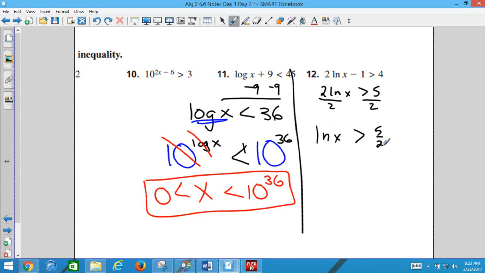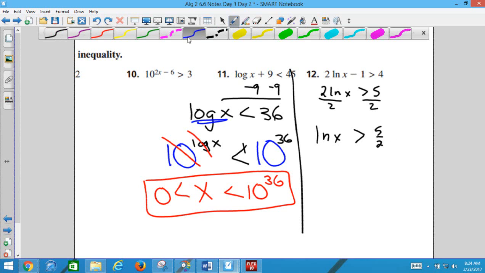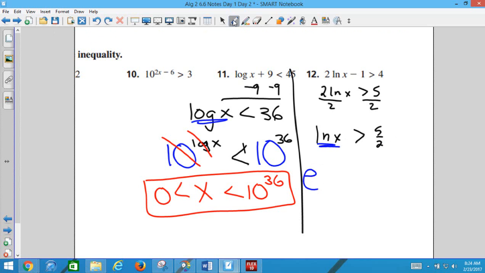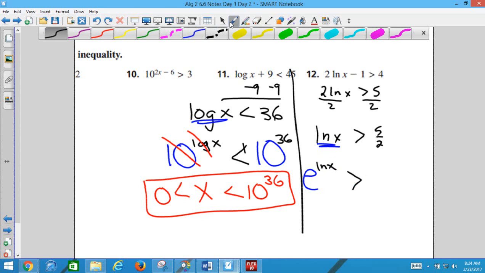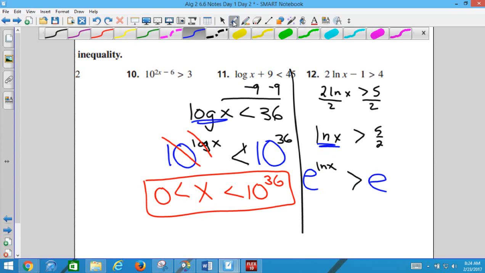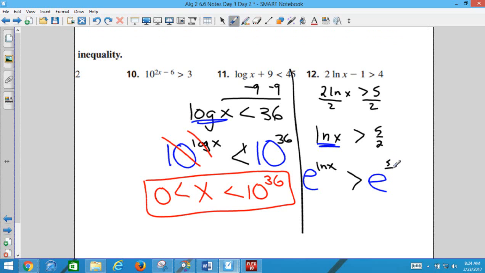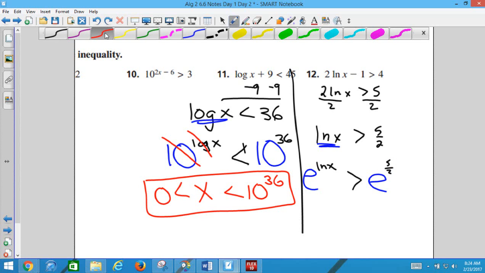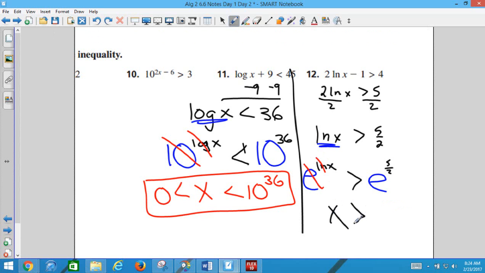How do I get x? How do I get rid of ln? If you're doing e, that is a base. So we have to do e to the entire side. So e to the ln x greater than e to the 5 halves. Those become exponents when you're doing the base. And that's going to cancel out e ln x. Look at x greater than, and then that you can type in your calculator.